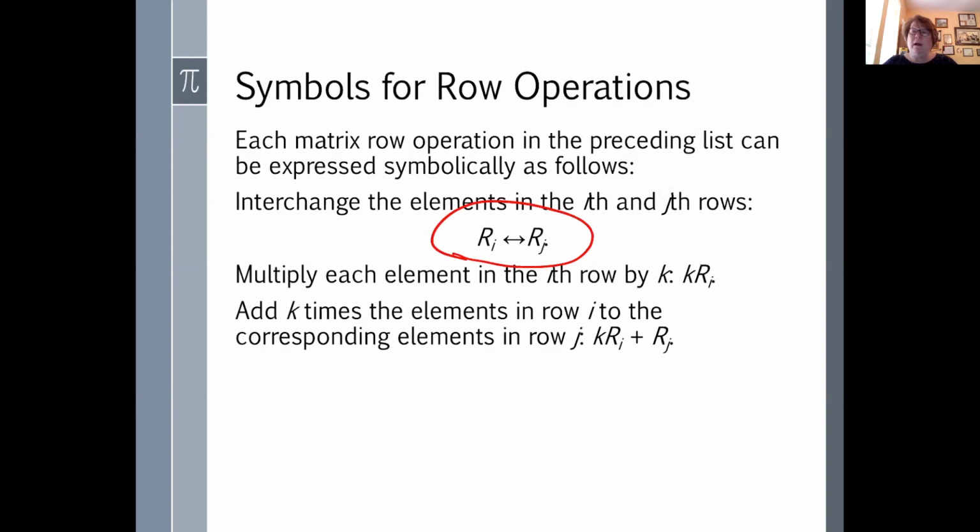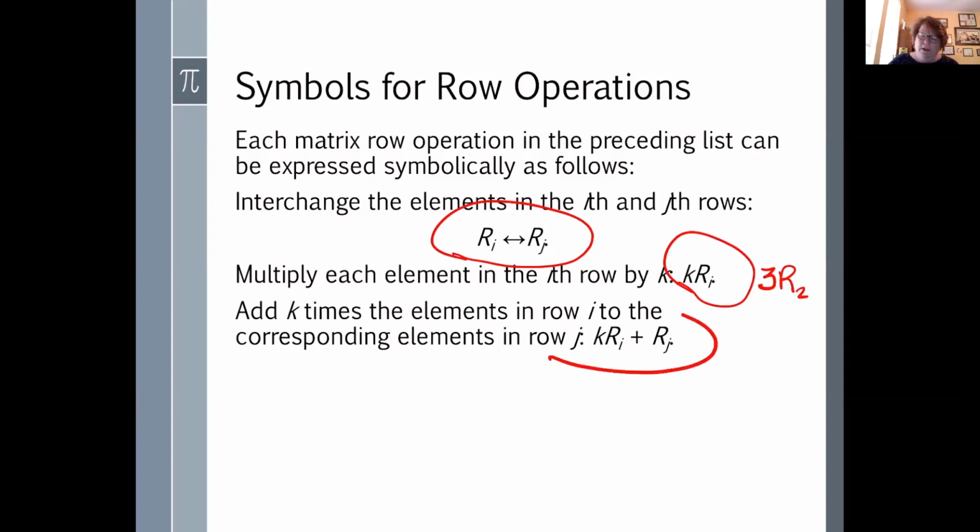Multiplying any row by a non-zero constant, we designate that by K times R sub I. So you have a number like, we could write 3 R2. That means to take the entire second row and multiply it by 3.